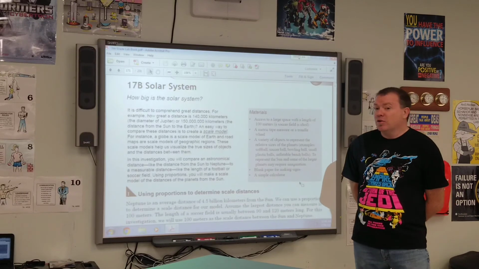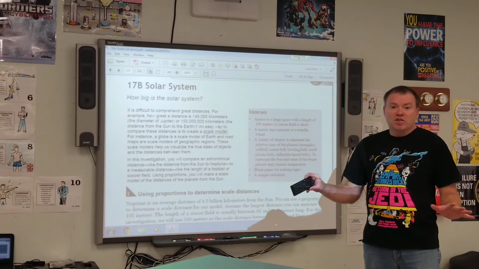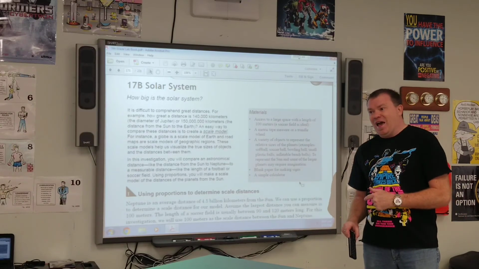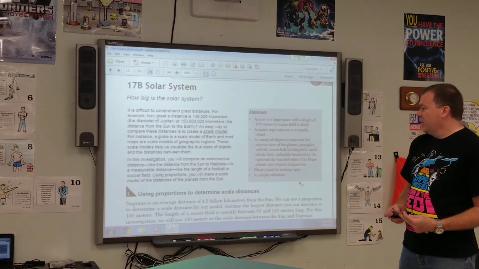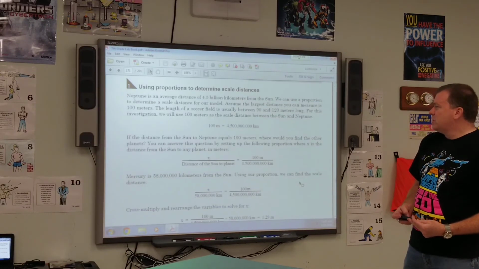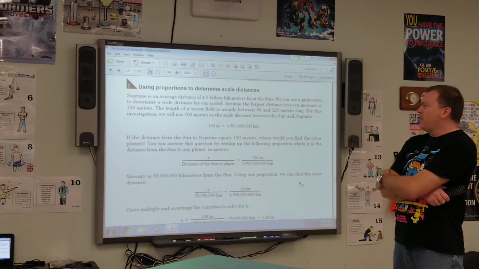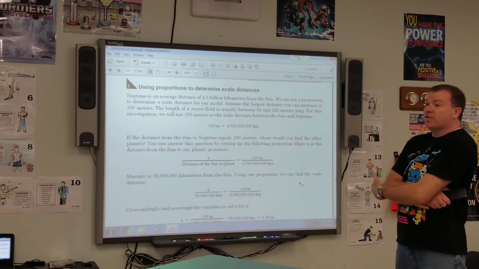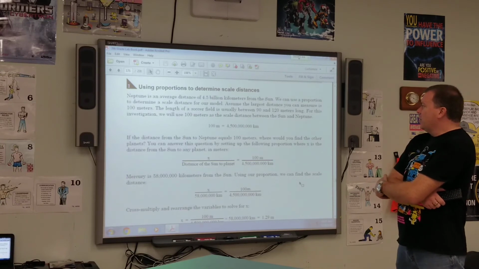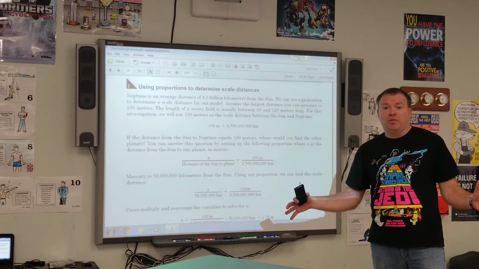The assignment I gave you on Tuesday was to make your own model of the solar system. You got to decide how big an AU is. So we're not going to worry about AUs for this lab. We're just going to make everything fit inside one set distance. So part 1 says using proportions to determine scale distances. Neptune has an average distance of 4.5 billion kilometers from the sun. We can use a proportion to determine the scale distance for our model. Assume the largest distance you can measure is 100 meters. So we're going to make our entire solar system fit within 100 meters.